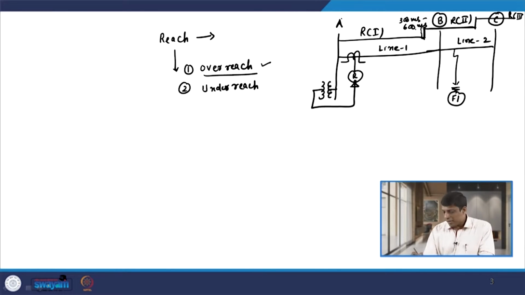So, if any fault occurs at F1, then relay R does not see this fault in the first zone, so the relay does not operate. But due to some problem, if the fault occurs at F1 and relay R sees this fault in the first zone, and in the first zone the relay operates instantaneously, then that is known as overreaching of the distance relay. Overreaching is defined as the tendency of a distance relay to operate beyond its zone of protection.